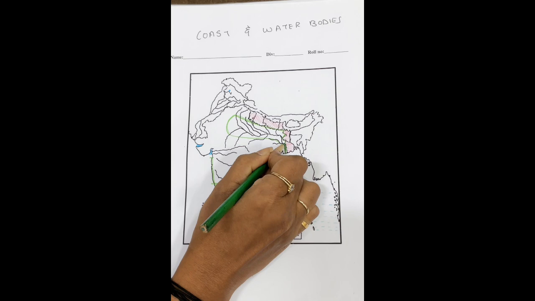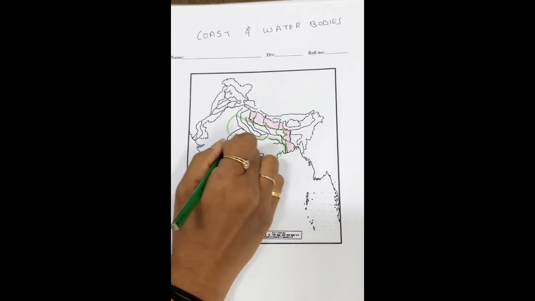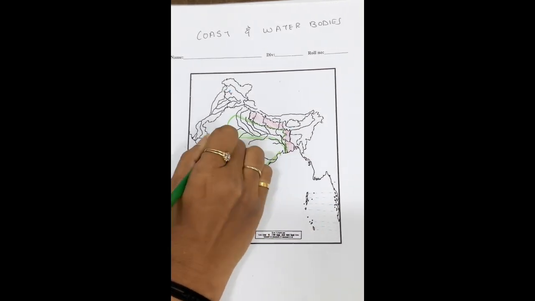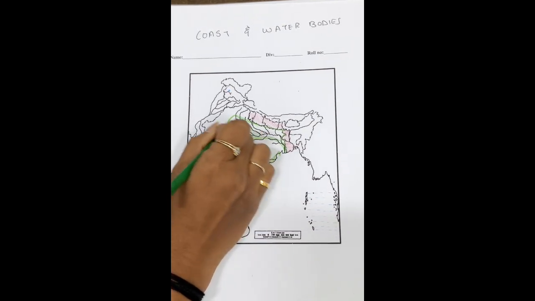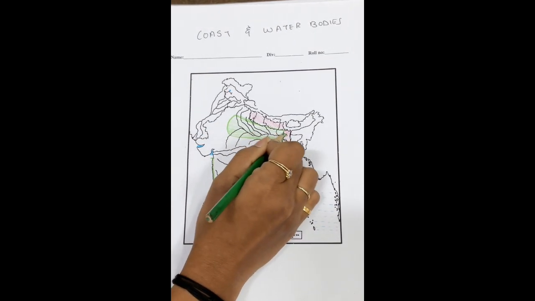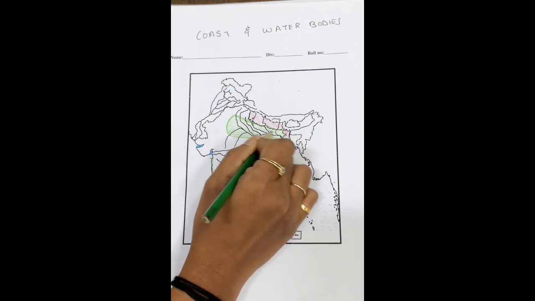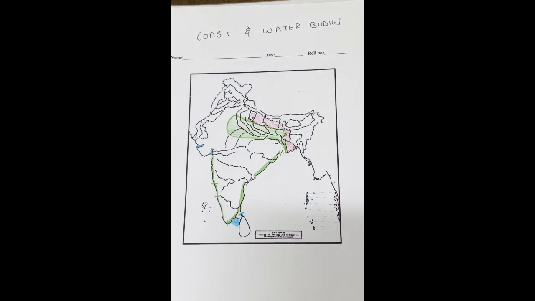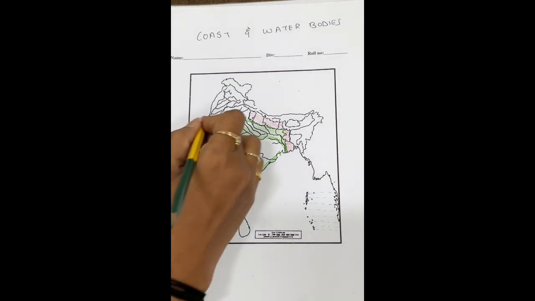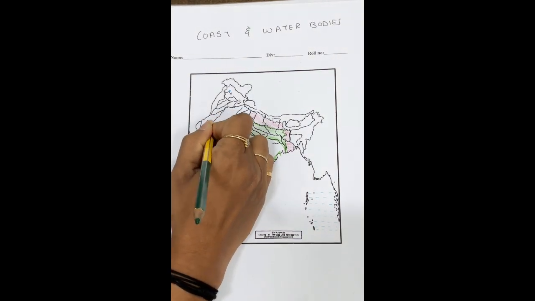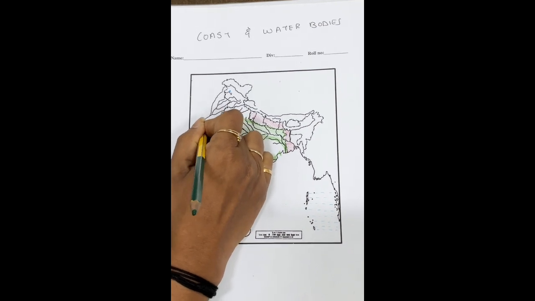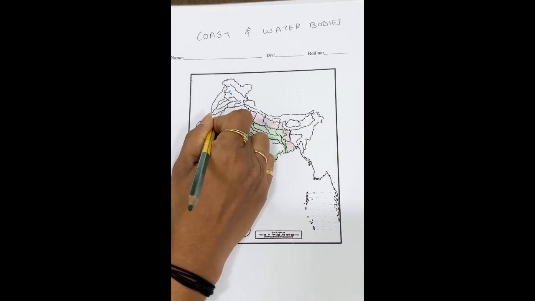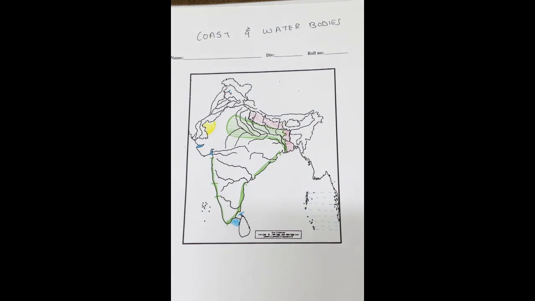And here, this entire is Gangetic plains or northern plains. Now further here, Thar Desert. So these are your coast, plains and desert.